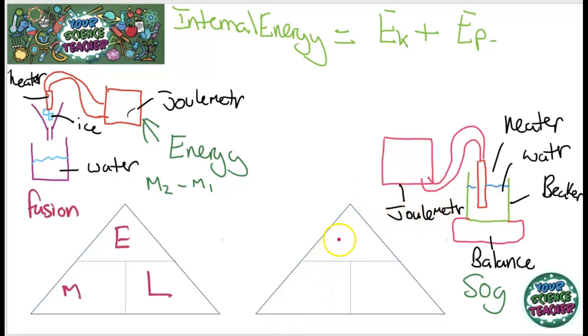And the same over here, it's the same equation. Energy is mass times specific latent heat. But remember, this is for vaporization here. You've got the heater, it's in a beaker of liquid. That liquid's going to evaporate off, and it's going to read you the energy on this joule meter here.